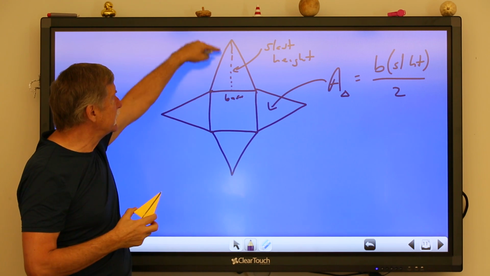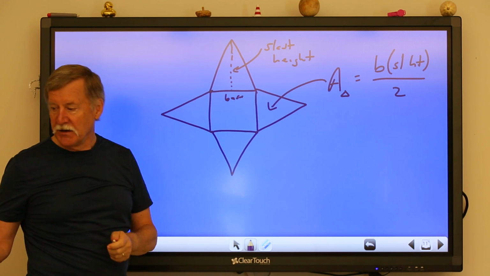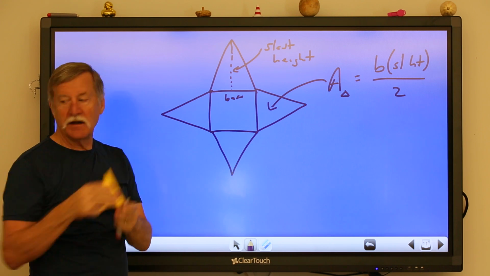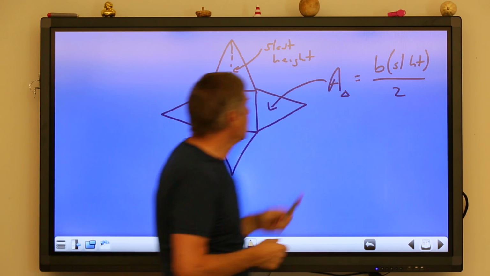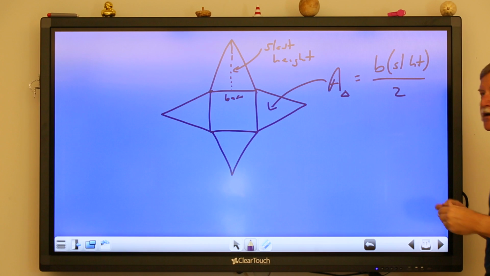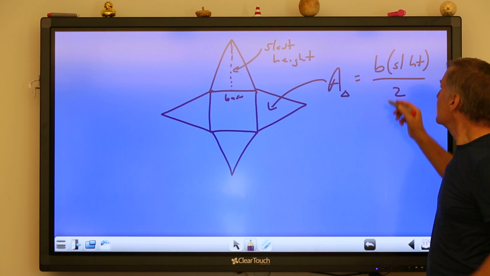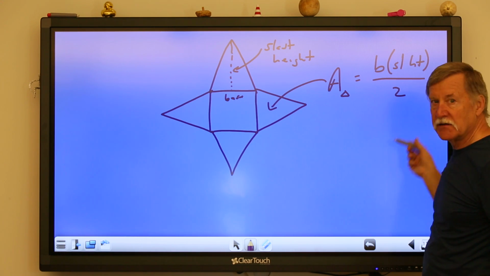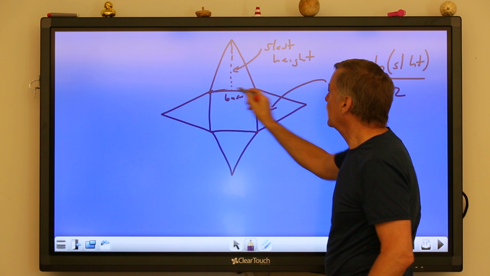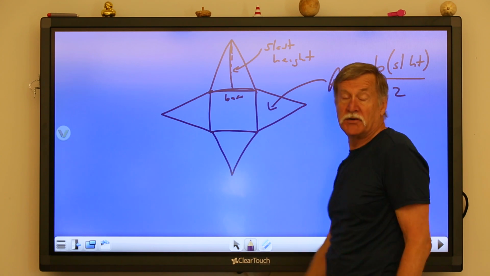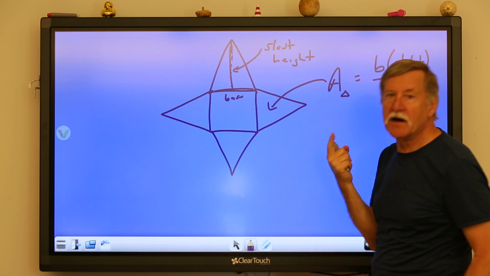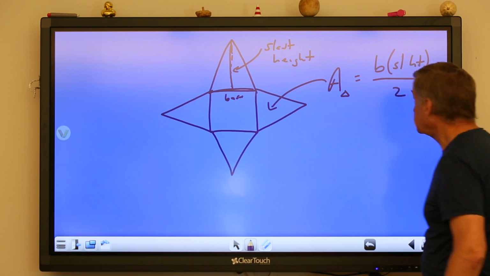But in this case, we can now use the slant height to find the surface area of a triangle, right? Because the area of one of these triangular sides of the pyramid is going to be base times the slant height divided by 2, right? Base times height divided by 2. And that gives us one of these triangles.